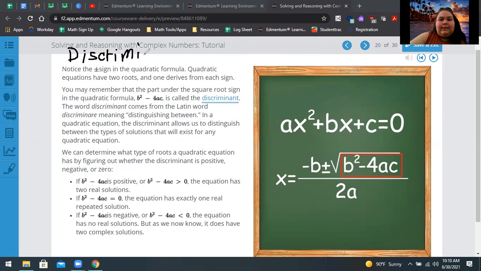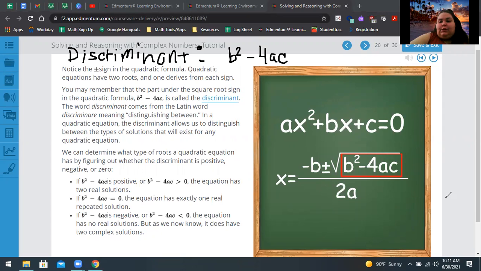And the discriminant does come from our quadratic formula. Sometimes they introduce the discriminant as b squared minus 4ac. And again, that looks very familiar. Why? Because that comes from our quadratic formula. More specifically, it's inside that square root.